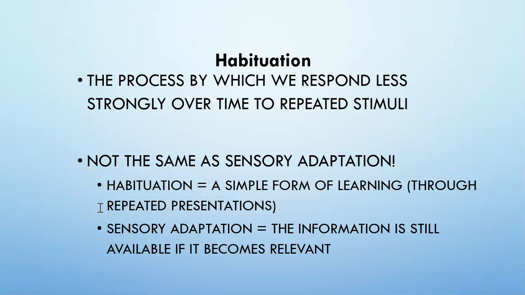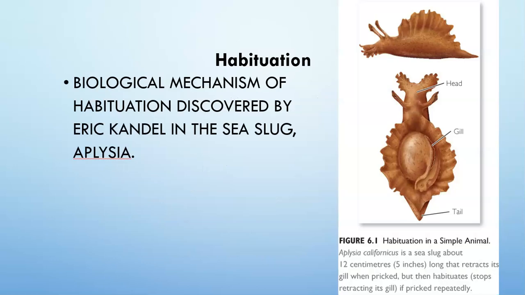Habituation is a simple form of learning through repeated presentation. The more you experience something, the more you learn, and so you change your behavior. Whereas with sensory adaptation, the information is still available if it becomes relevant. We actually see habituation across all different types of animals in the animal kingdom, from humans to dragonflies to sea snails. And so we can study habituation in all of these different animal models.